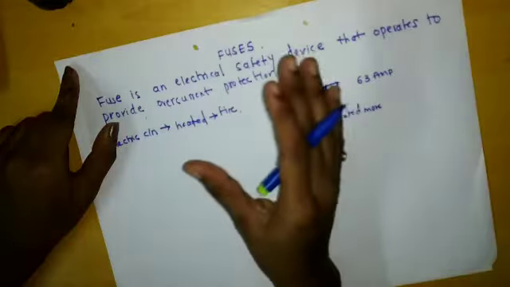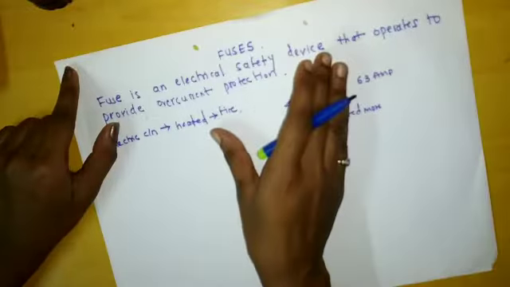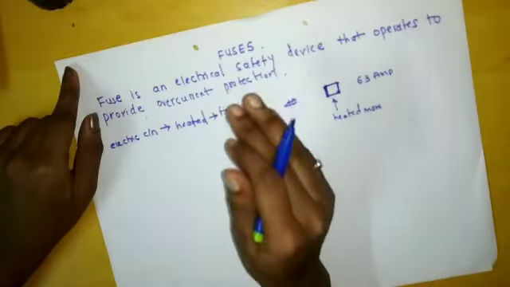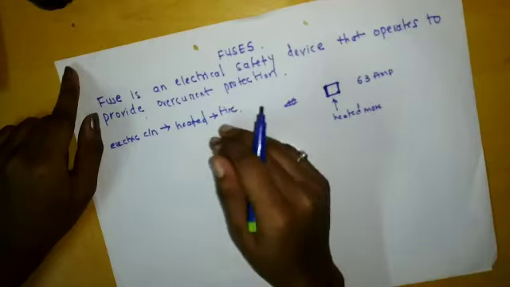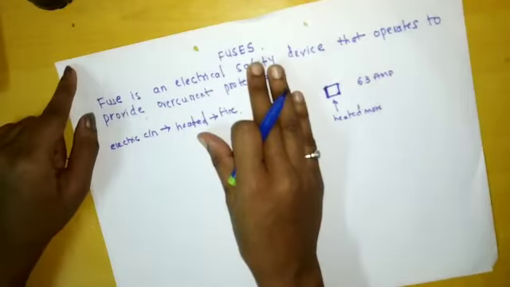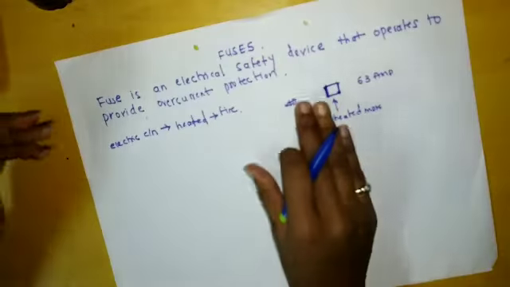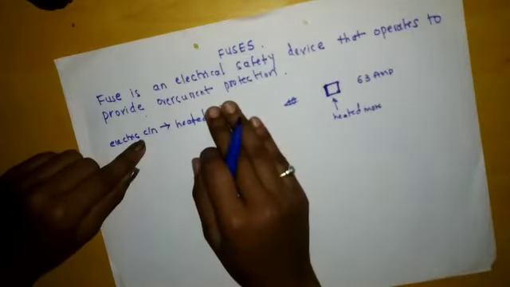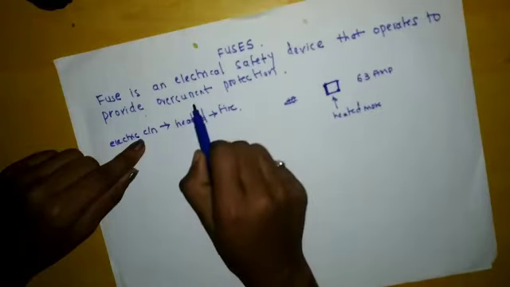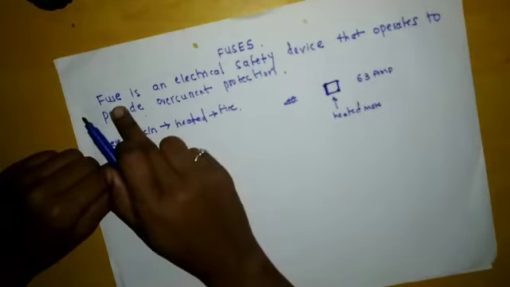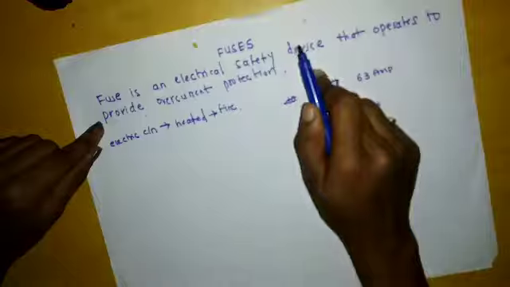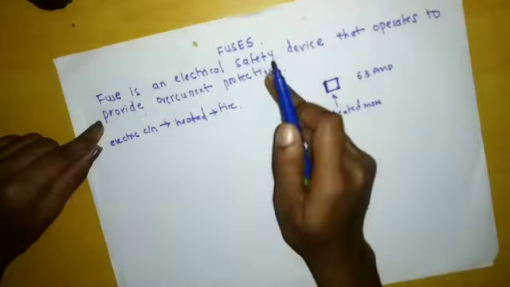If you know, we have bulbs in our home, so they also get heated. I can say every appliance in our home gets heated due to the electric current. But if this current exceeds or increases, then they get heated more and they may catch fire, or our appliance may get damaged. Okay, so to avoid this, that means to avoid our appliance from getting damaged, that means to avoid overcurrent, we use this fuse device to protect our appliances. So this fuse is an electrical safety device that operates to provide overcurrent protection.